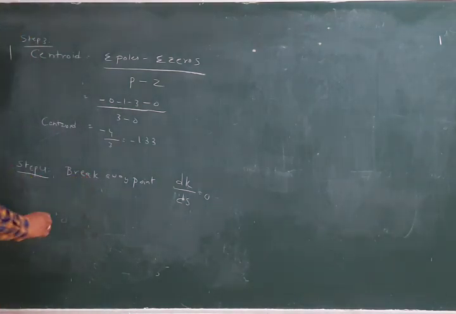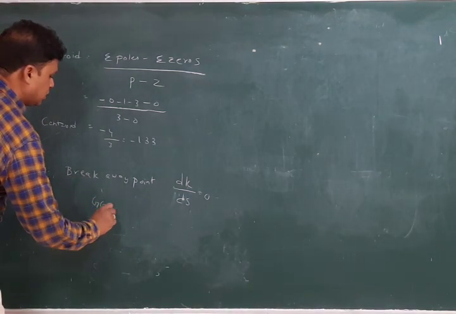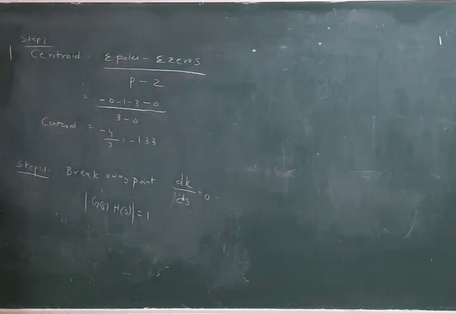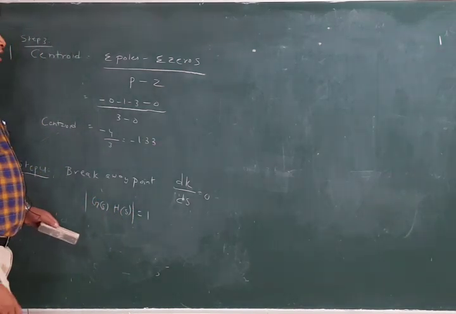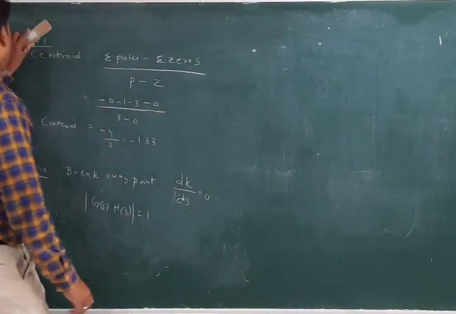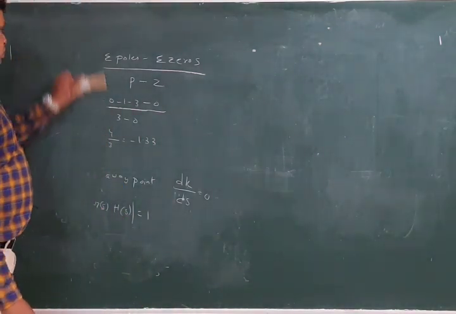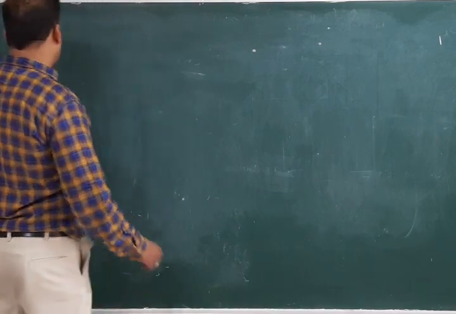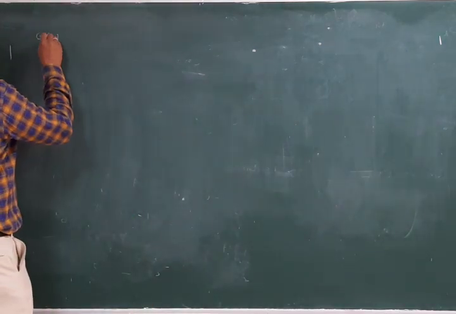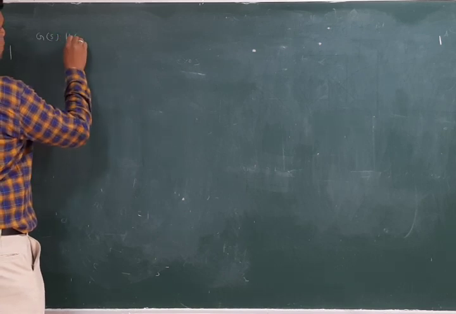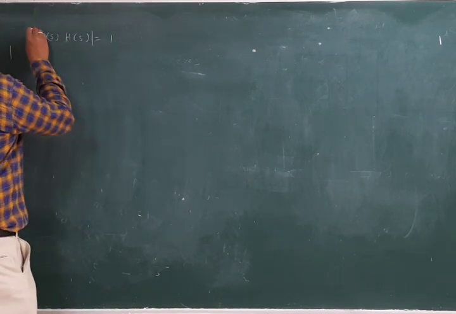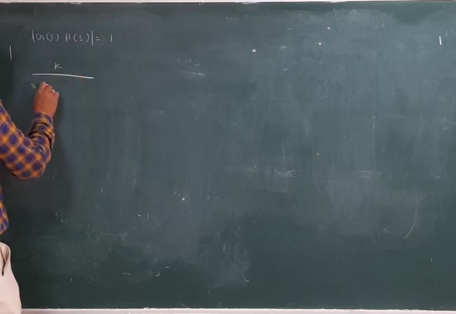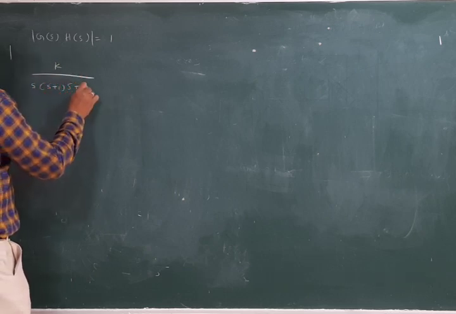First of all, you have to write here modulus of g of s into h of s is equal to 1. We have to remember this value, g of s into h of s is equal to 1, and from that we will find out the breakaway point. So what is g of s into h of s? K by s into s plus 1 into s plus 3 is equal to 1.